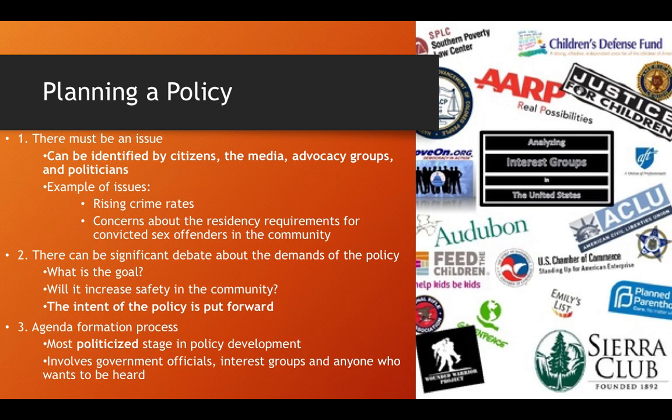And then with the agenda formation process, this is what's called the most politicized stage, because this is going to involve the government officials and the interest groups. And this is when we might have the interest groups working hand in hand with the government officials, or we might see interest groups lobbying or giving campaign donations to government officials in order to pass certain policies.